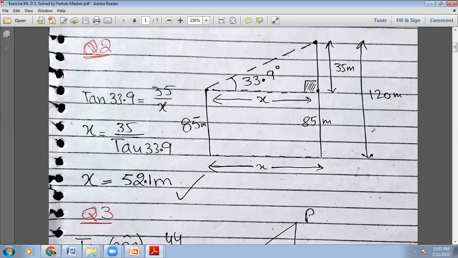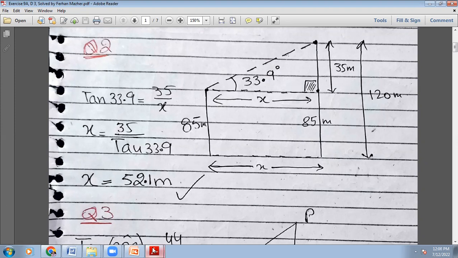So the distance between the two buildings is basically 52.1 meters. So I said something wrong. It's 52.1 meter. The distance between the two buildings is 52.1 meter. So this is how you will do the question number 2.